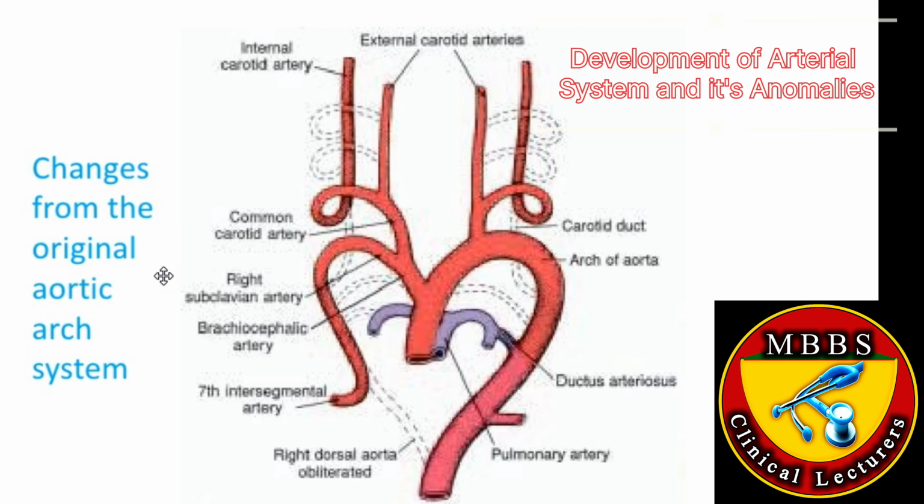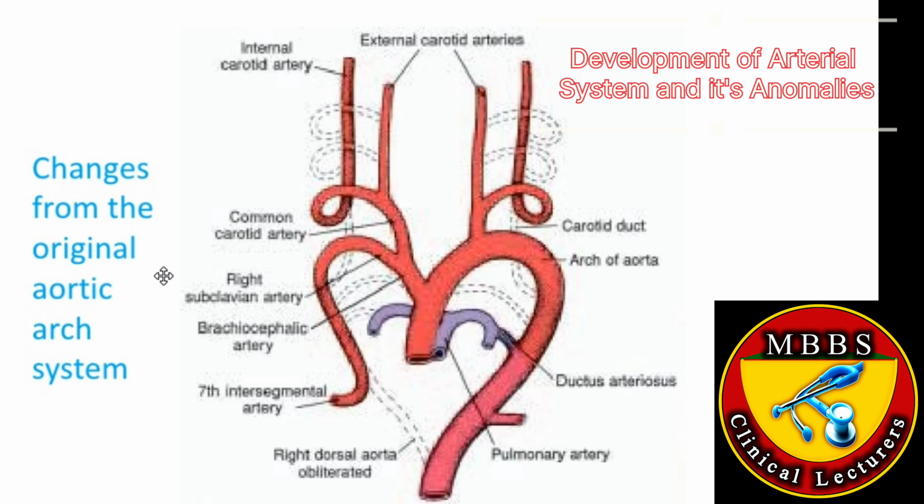This is how the arterial system develops: slowly and gradually the arches degenerate, and they give rise to structures. The first and second have degenerated, and they give rise to the maxillary and the stapedial. The third gives rise to the common carotid, the internal carotid, and the external carotid. The fourth gives rise to the subclavian and the arch of aorta on the left side. The fifth gets obliterated, and the sixth has the right pulmonary and the left pulmonary. In the left pulmonary, the distal part forms the ductus arteriosus, which has its connection with the left dorsal aorta. On the right side, the distal part degenerates.